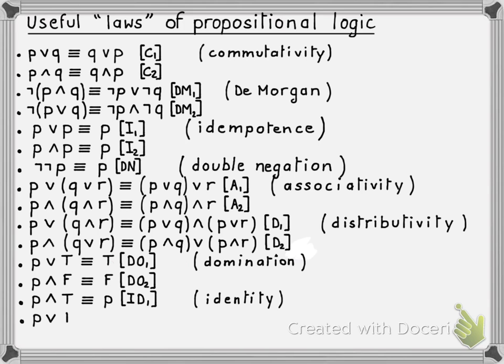And finally, the second identity law states that P or false is always logically equivalent to the simpler proposition P. So, adding a disjunction with the constant false never really helps. You might as well just stick with whatever proposition you started with.